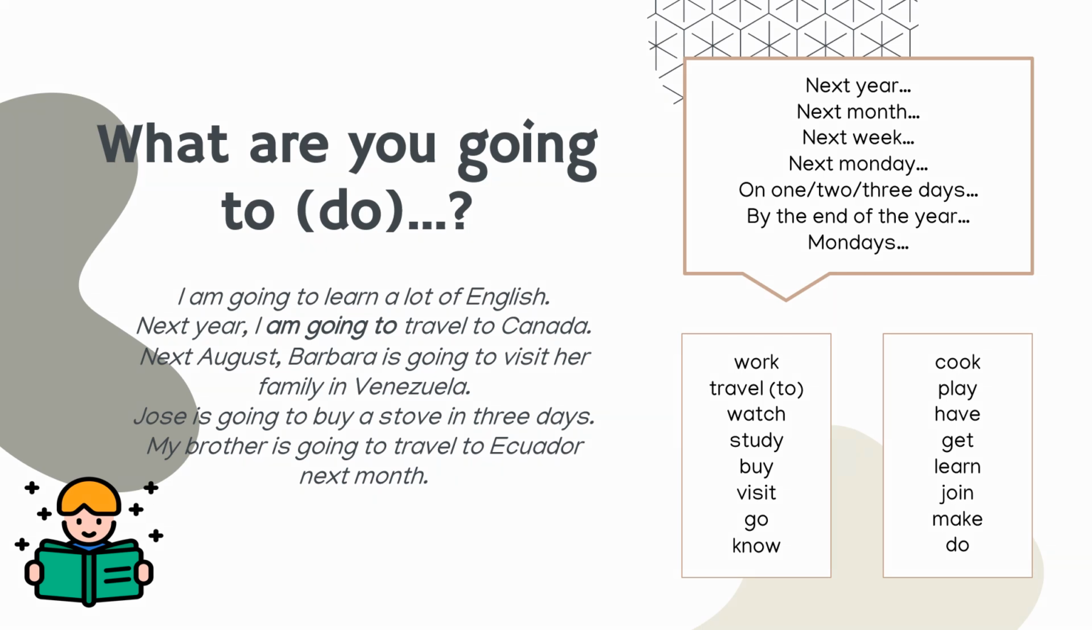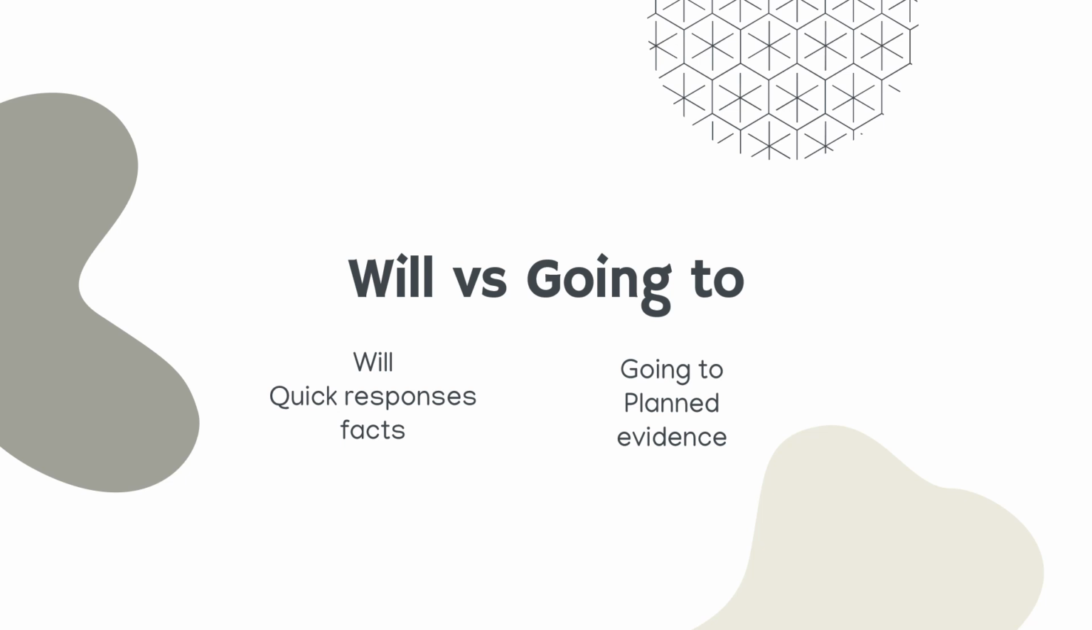As a final reminder, when do you use will and when do you use going to? Remember, will you use when you want to give a quick response, a fast response, a spontaneous response. And also when you are talking about facts, things that are not going to change. On the other side, you talk about the future with the construction going to when you're talking about events that you have already planned, and also when there's enough evidence for something you're going to say.